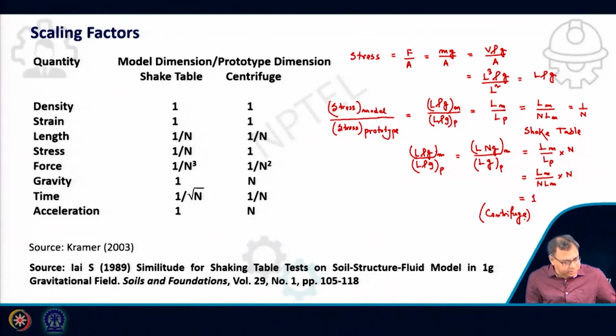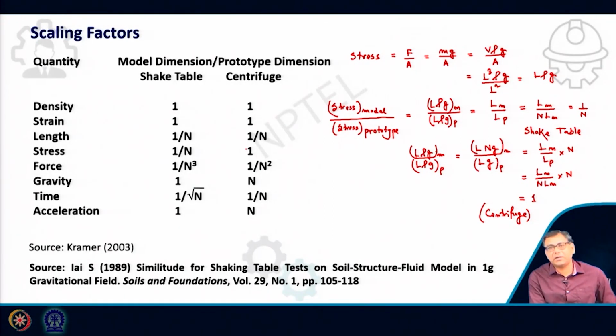So, I will do a few more cases. That means you can see gravity is 1, this is 1, this is n, and similarly force also you can get. What is force? Force is V rho G. Okay, rho G will cancel. In V it will be force for shake table, it will be n, 1 by n cube, but for the centrifuge it will be 1 by n square. But the stress level is same in case of centrifuge, prototype and the model.